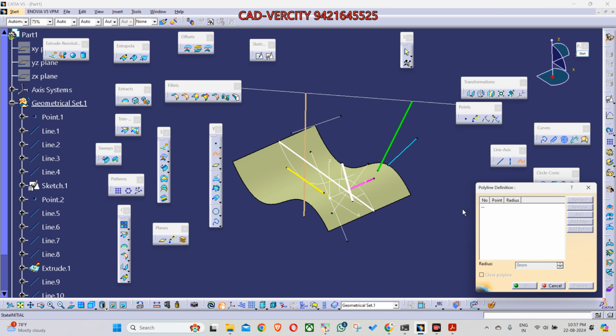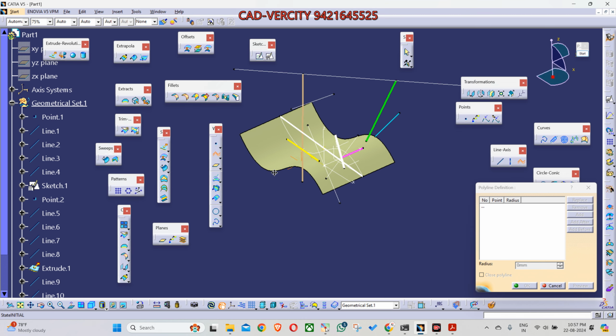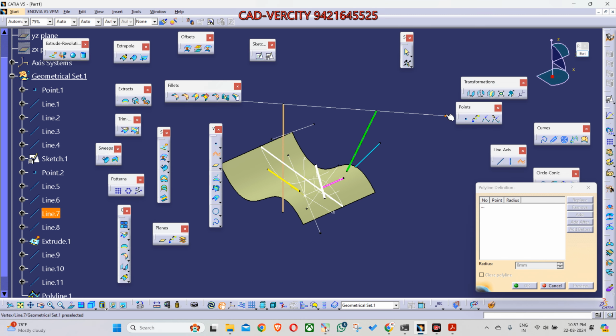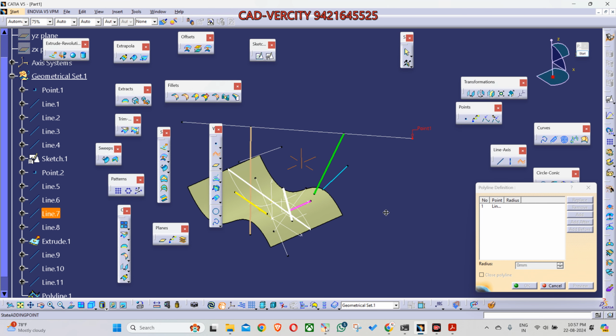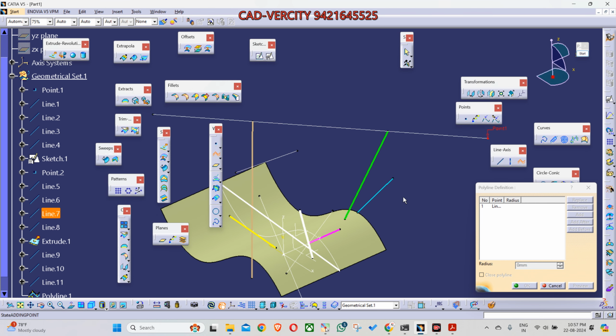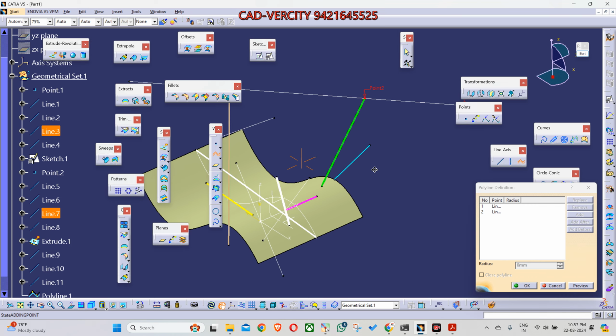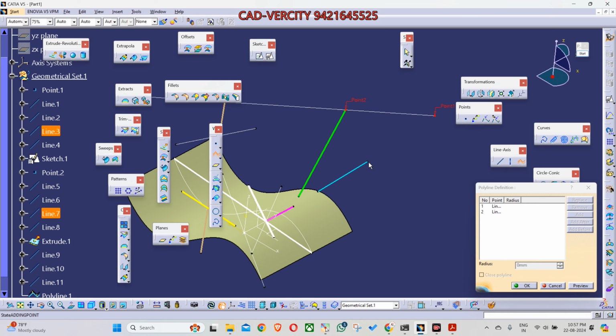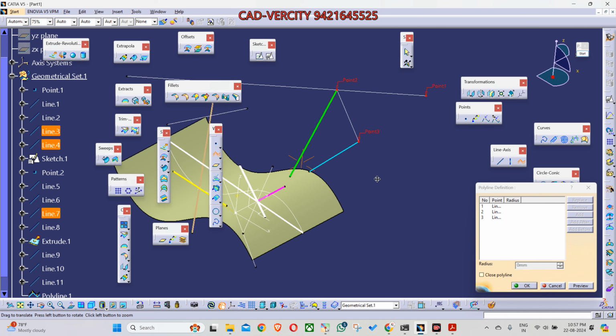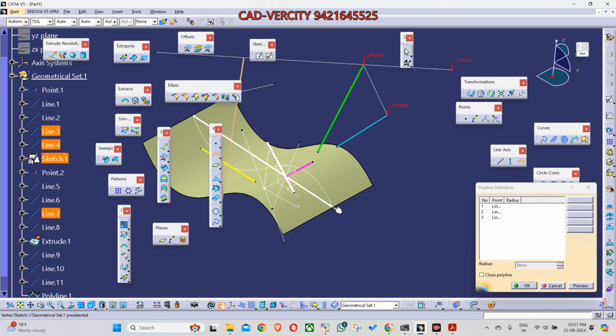Activate the polyline command. This is my starting point. Click. Here you can see point one. Then this is my second point, the end of the green line. Click over this point. Then this is my third point. This is my fourth point. Let's check, can we take the corner of the surface? Yes. The corner of the surface is my fourth point.